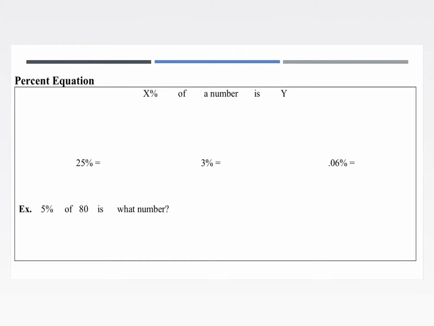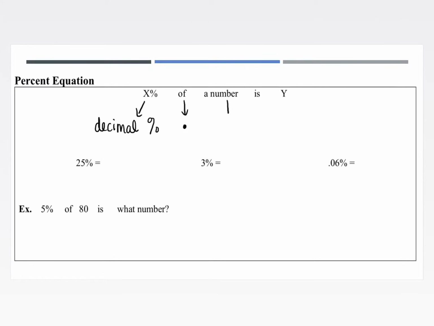Percent equation is dealing with decoding this original phrase that we're given to figure out what these words actually mean in terms of math language. So if we have x percent of a number is y, x percent stands for the decimal percent. This number may be written as a decimal or it may look like a whole number, so we ultimately will need to convert it. Of stands for multiplication.